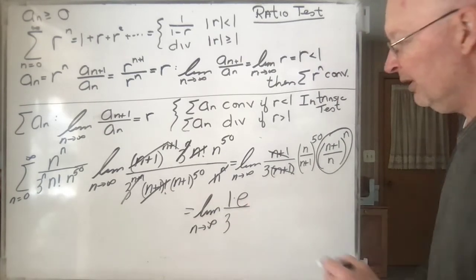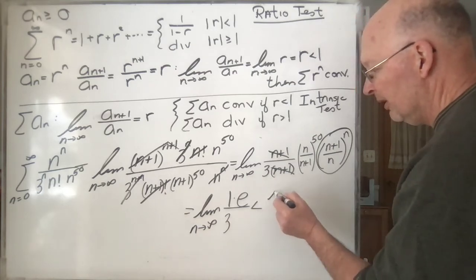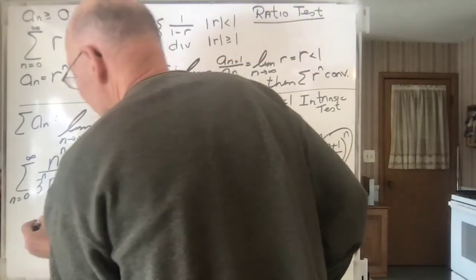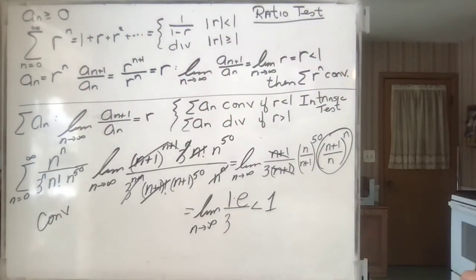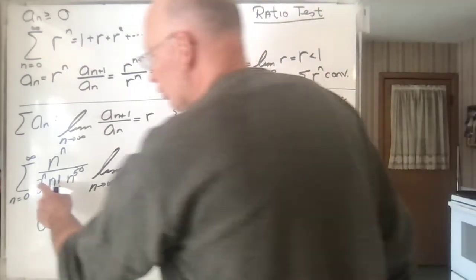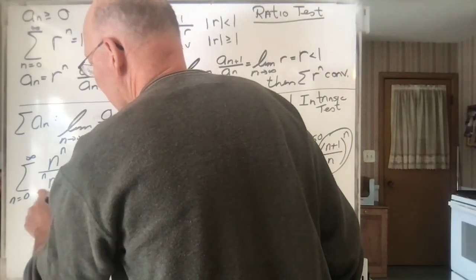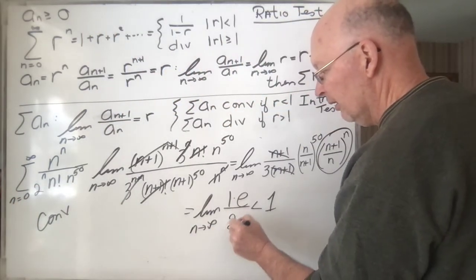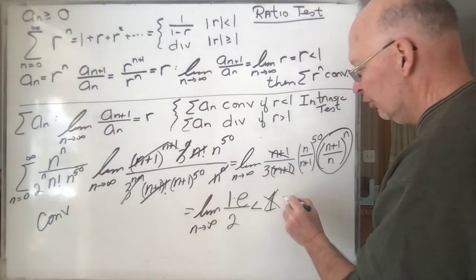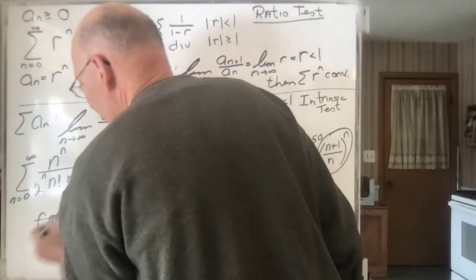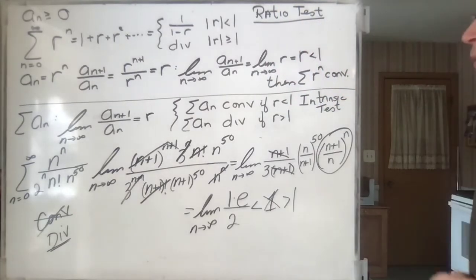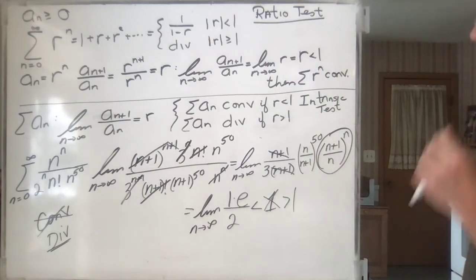So what do we have as a result? e is less than 3 in size, so this thing here is going to be less than 1. And since that's less than 1, we know that this one is going to converge. Notice that if I had made a 2 down here, then I would have had e over 2, which is greater than 1, so the answer would have been that it diverges. See that? So there you go.